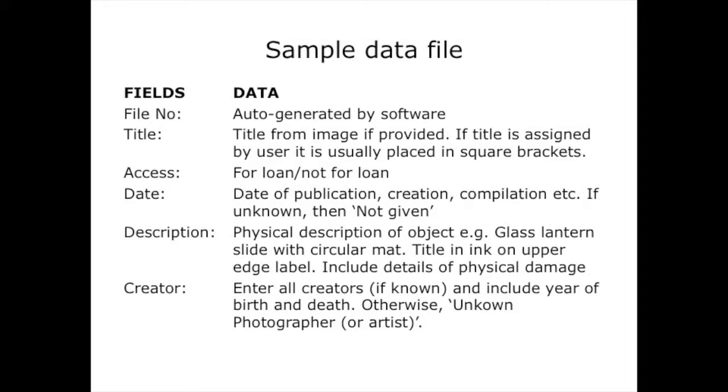Description here refers to a physical description of the object, not its content. For example, glass lantern slide with circular mat, or title in ink on upper edge label. Include any physical damage to the object, such as cracks and tears. In the next field, you would enter all creators, if known, including their years of birth and death. If unknown, then enter unknown photographer or artist or author as appropriate.